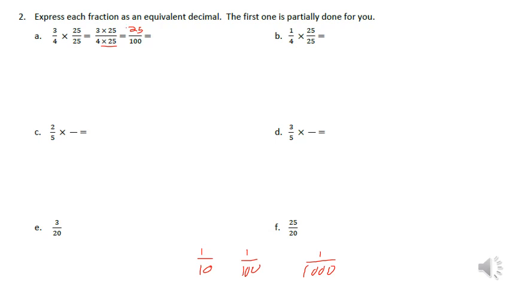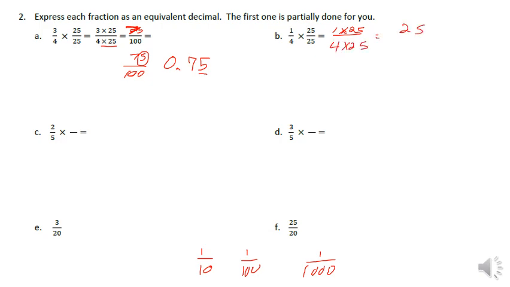3 times 25 will be 25. Now this says 25, actually that's going to be 75. 75 hundredths. So I know 75 hundredths, the last digit, the 5, has to be in the hundredths place. So when I write it as a decimal, I'm going to make sure the 5 is in the hundredths place, and that's 75 hundredths.